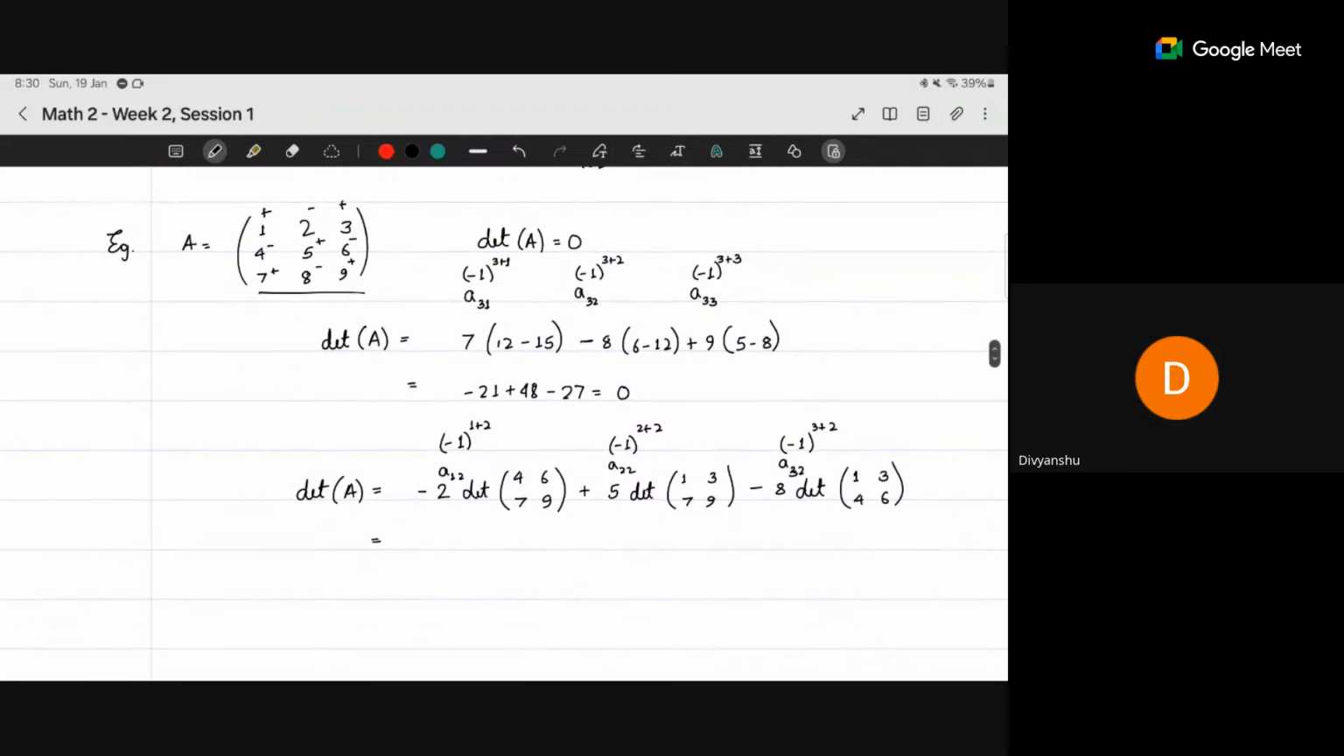So whether it is plus minus plus or minus plus minus, you don't need to memorize that. You can just remember that it is (-1) to the power i plus j.